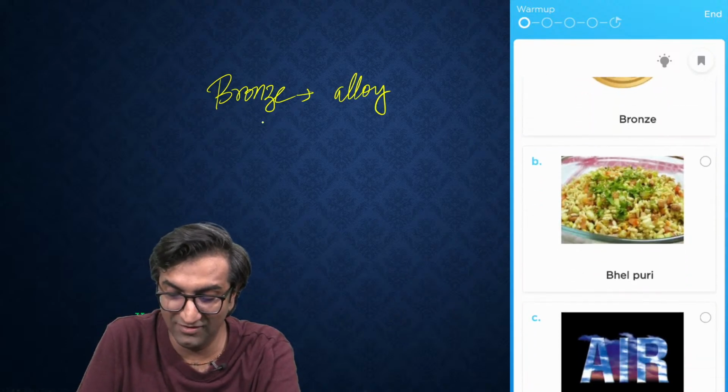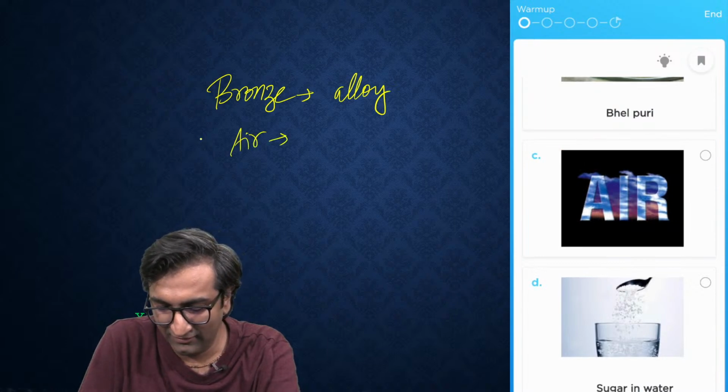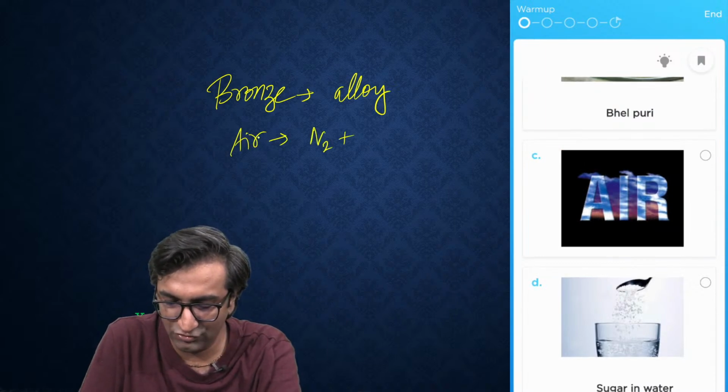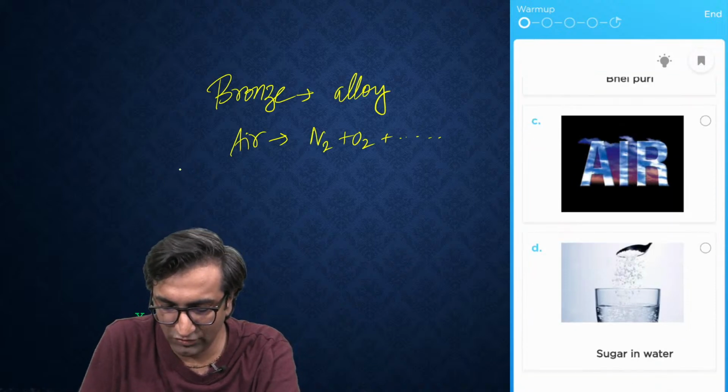दूसरी चीज क्या है? भेलपुड़ी. We're going to cut that out. That's not the answer. Air. Air is interesting. Let's say nitrogen, oxygen plus more things. Okay. And sugar and water.